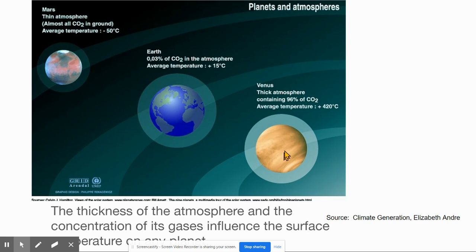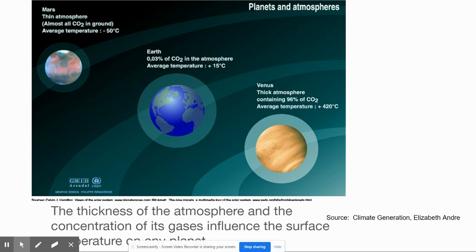Here, Venus, which is closer to the sun, the atmosphere contains 96% CO2. So there's lots of CO2 in the atmosphere here, hardly any there. And here it's extremely hot. We could not live here because it's too hot. We could not live here because it's too cold. But here we have 0.04% CO2 in the atmosphere. The average temperature is 15 degrees. So this is a livable atmosphere for us.